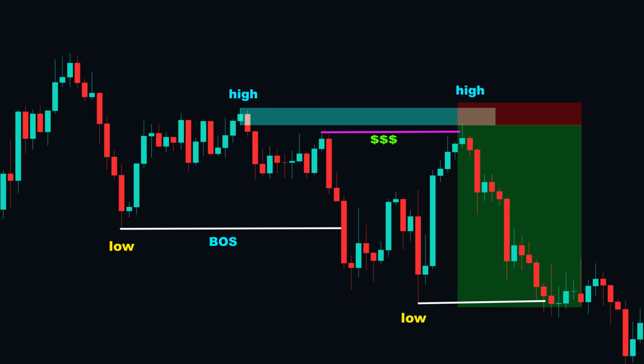This simple rule helps you avoid selling too early and getting caught in inducement. Always watch for equal highs. Don't sell beneath them. The highest probability zone is the extreme of the move, away from equal highs, and that's the area we focus on.